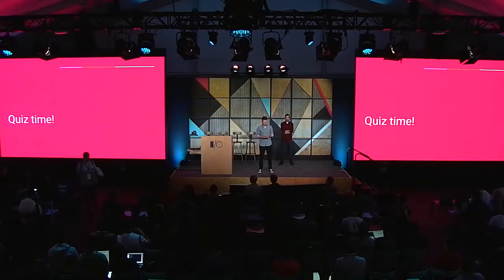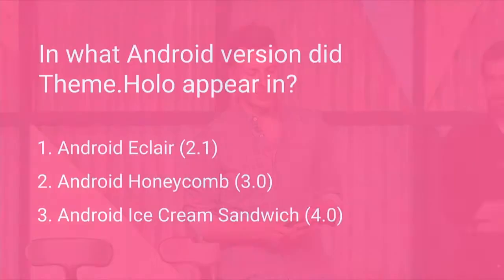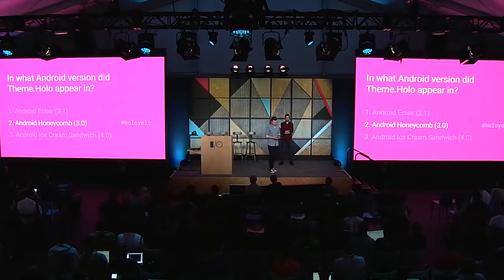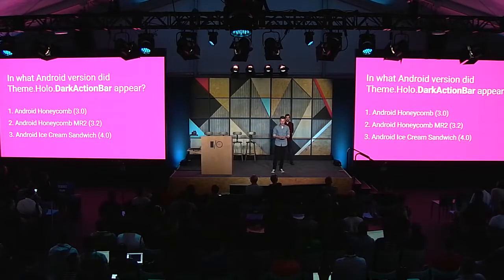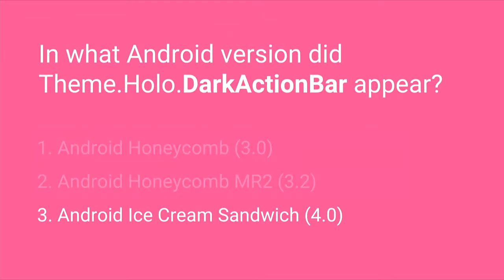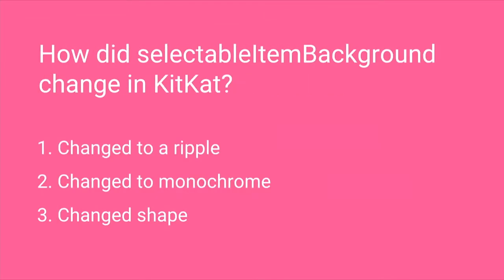So the first question I've got: in what Android version did Theme.Holo appear? Android devs, hands up. Honeycomb. Hey, too clever. That's an easy one. How about the dark action bar variant? Honeycomb. Honeycomb 3.2. A few. ICS. A third one.